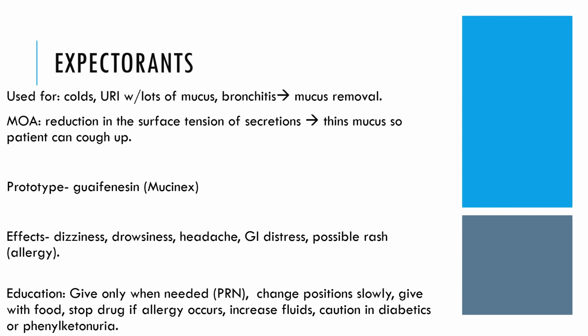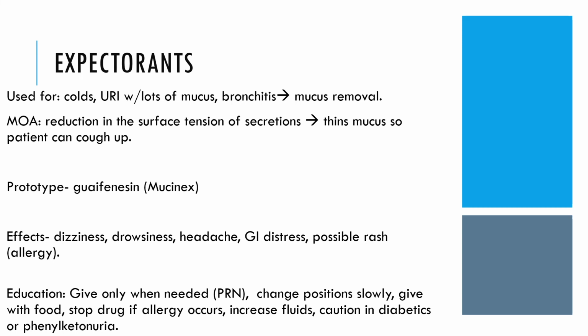Let's talk about expectorants. These are used for colds, upper respiratory infections with lots of mucus, and bronchitis to help with mucus removal. Mechanism of action: we're going to reduce the surface tension of secretions to help thin the mucus so the patient can cough it up. So an expectorant does not actively do anything to help the patient to cough. All it's going to do is thin the mucus so that the patient can actually cough up the gunk. Your prototype is going to be guaifenesin, also known as Mucinex.